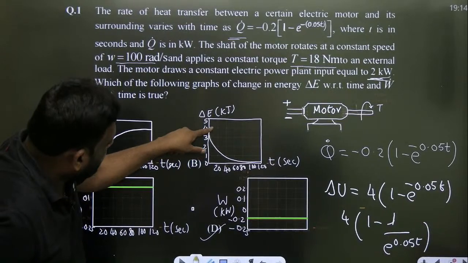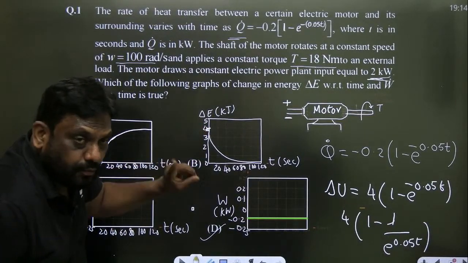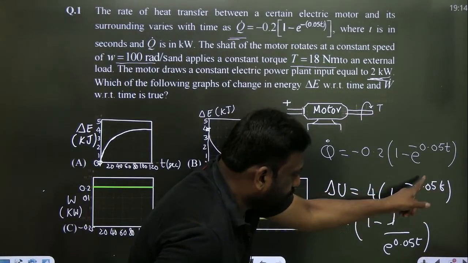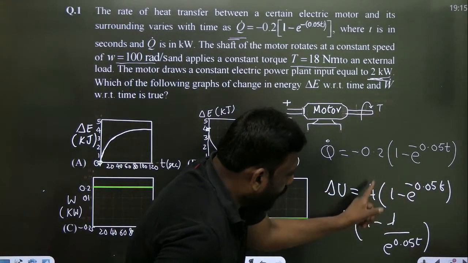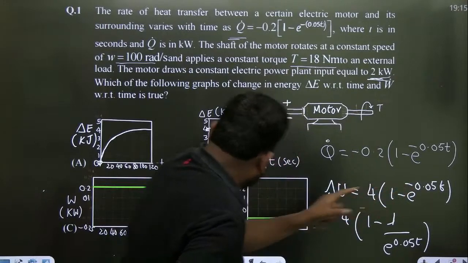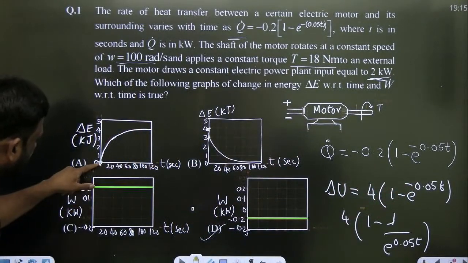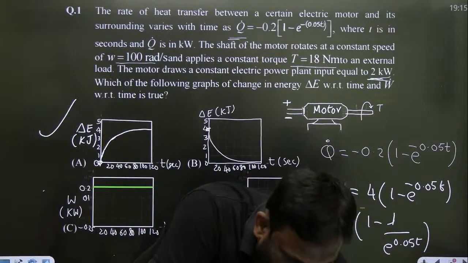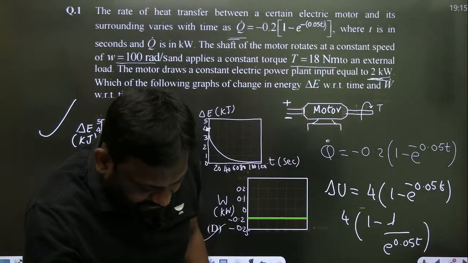But this graph says when t is 0, delta u is 4. I got this equation: when t is 0, e power 0 is 1, 1 minus 1 is 0, 4 into 0 is 0, so delta u is 0 when t is 0. So this is the graph, so a and d are correct. Is the first question clear sirs?